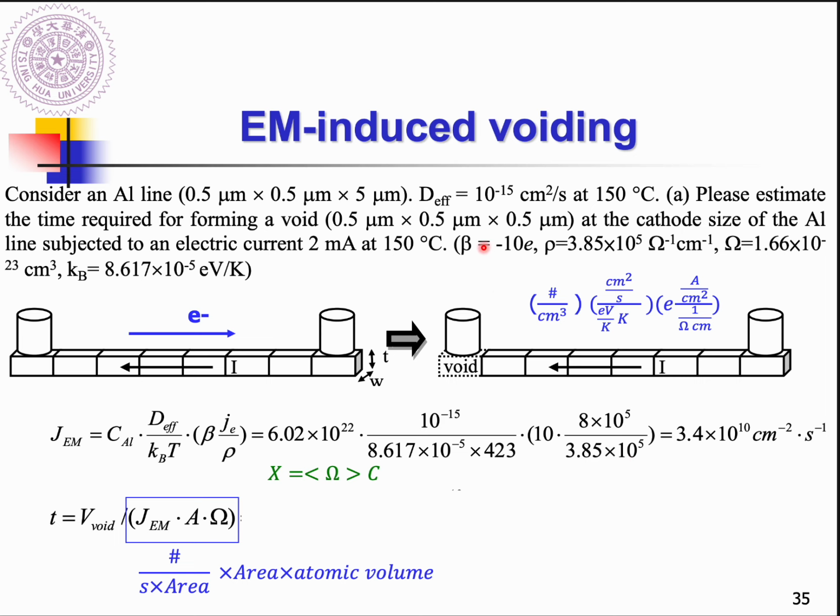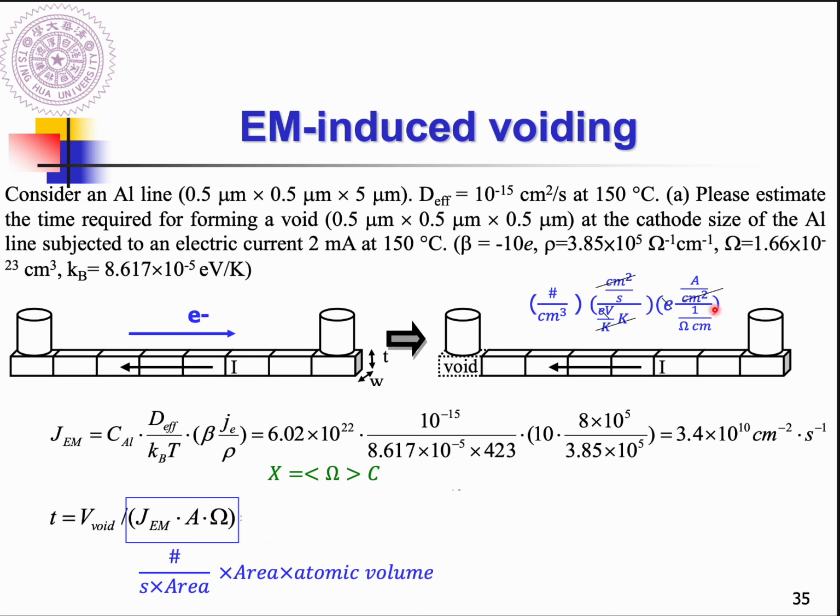And the beta here, beta is minus 10e, so you use the beta. And J_e is the current density, so it gives you the current. You need to divide it by the area, and you get the density. And this one is the electrical conductivity. Electrical conductivity we could directly put here, and also put a unit here. So after calculation, you get the value for the flux, like 3.4 times 10 to the 10 per second per cm square. Then you take this value back to here.